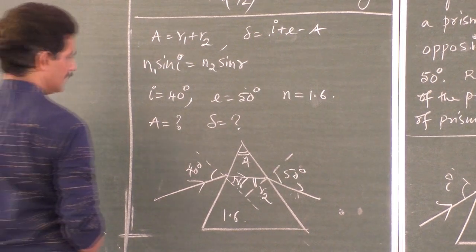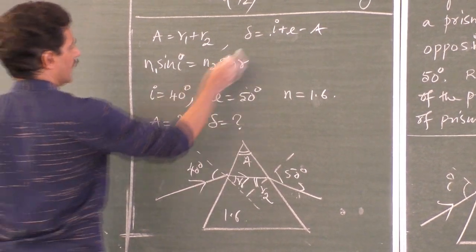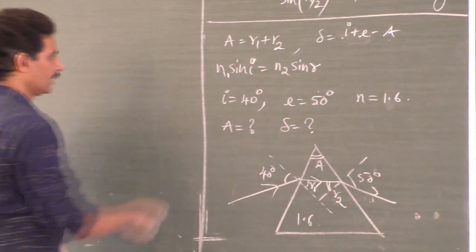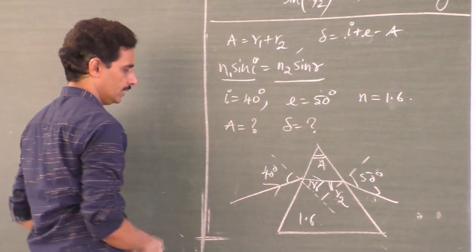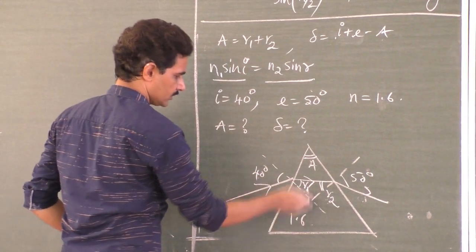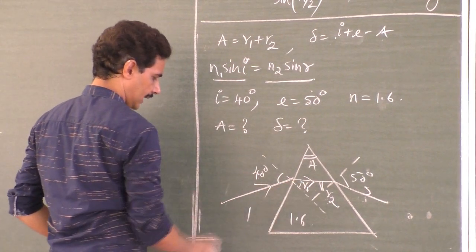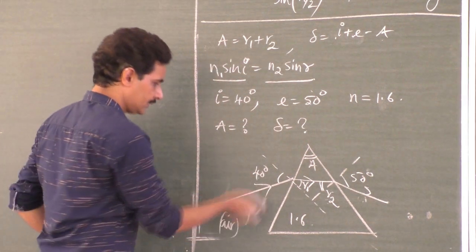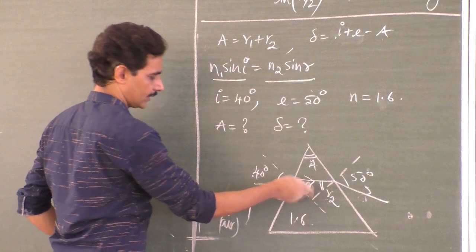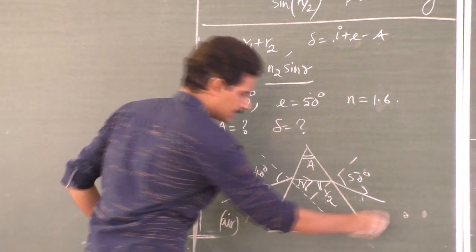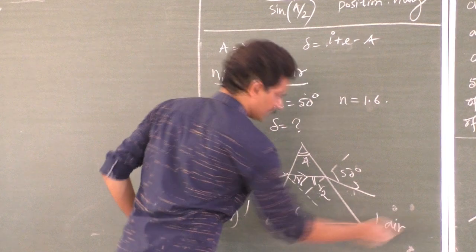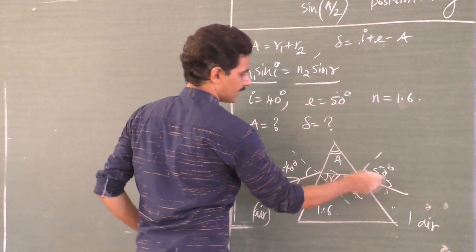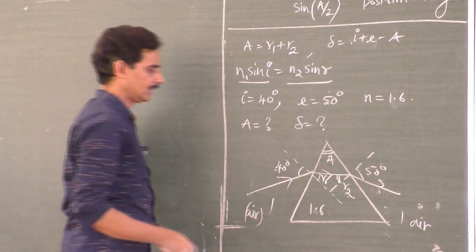And for the angle of deviation, you should have I, E and A, all. Now we will use the general law of refraction, or Snell's law: N1 sin I is equal to N2 sin R. Now only one is missing. This is air because nothing is told in the problem, so automatically it is air. 1 sin I is equal to 1.6 sin R1. R1 is missing. Similarly here, this is also air, refractive index is 1. So 1 sin 50 equals 1.6 sin R2. N1 sin I, N2 sin R. Okay, shall we apply this?